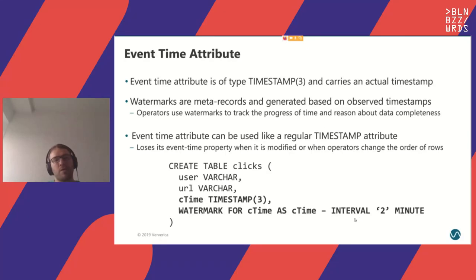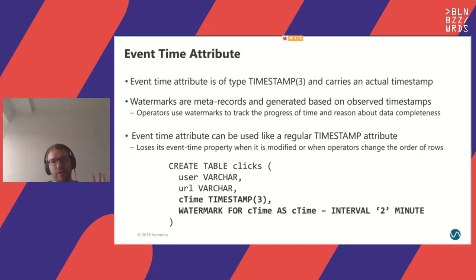So depending on how you choose this interval, this margin, you can tune the completeness versus the latency of your results. If you subtract a large interval from the click time, let's say you subtract 1 hour, then a computation will be performed 1 hour after the highest click time value was seen. So you get the result probably much later, but since you have a very large margin to wait for late data, you can also be sure that the result is quite complete.